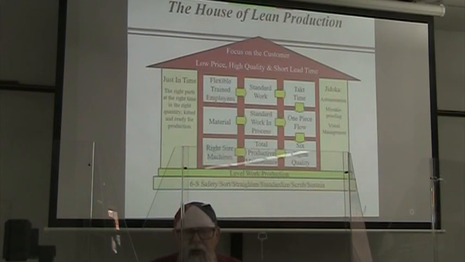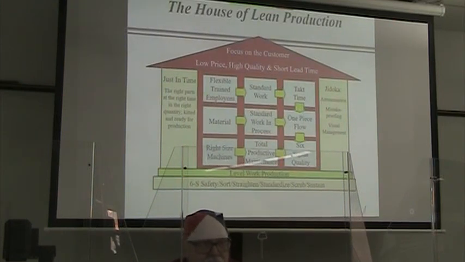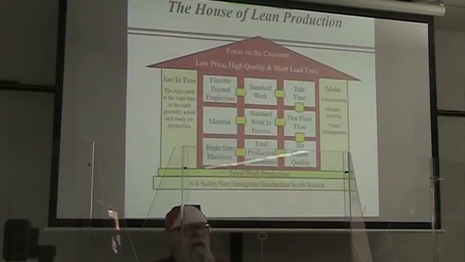And Jidoka, which is kind of an umbrella for all kinds of ideas. One is autonomation. Autonomation was invented by E.G. Toyota at the Toyota Loom Company, which is the idea that if a machine starts making a mistake, it should stop itself. Toyota started out as a loom company. In other words, they were weaving cloth.